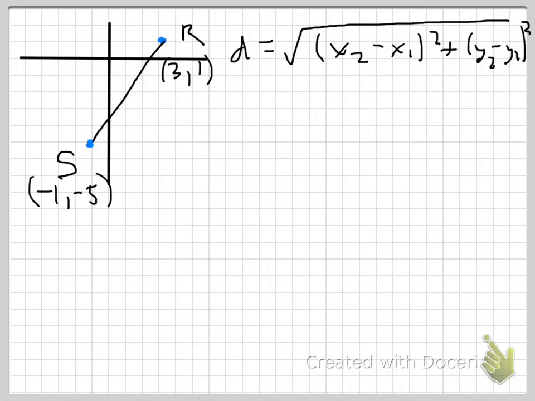If I label it with my X's, it doesn't matter which you call first and which you call second. Let's just call this first. Whoops, that's a Y value. I made a big mistake. That's X1, Y1. This is X2, Y2. And when I do the distance formula, I don't want to forget about double negatives.